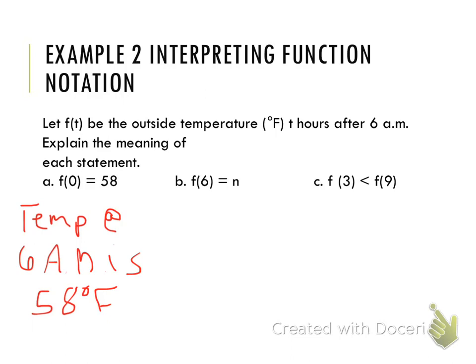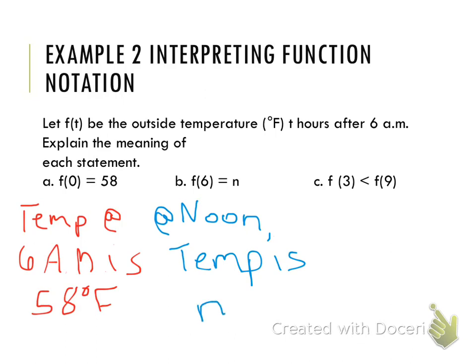How about our B here? The output of f when t equals 6. So, the temperature at noon, because that would be 6 hours after 6 a.m. So at noon, the temp is in degrees Fahrenheit, right? A number's not given, but it just says that at f of 6, it's in degrees Fahrenheit at noon.